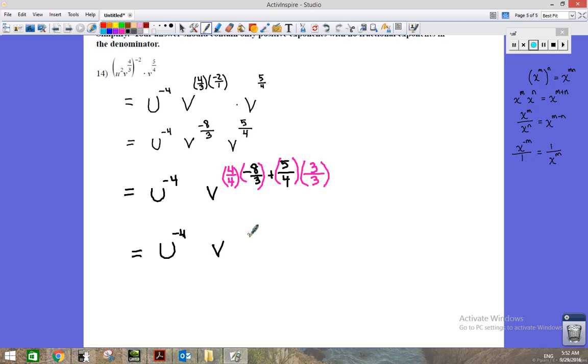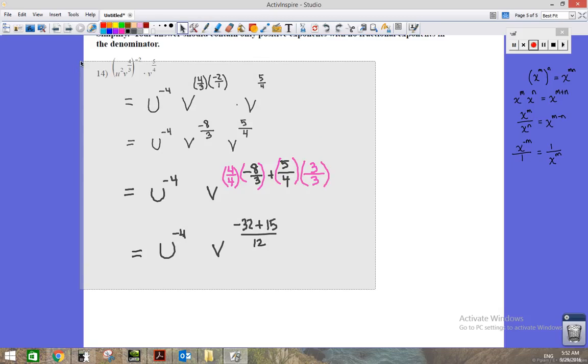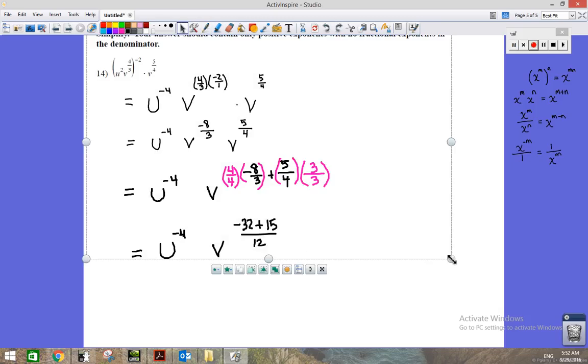So now, 4 times 3 is 12. I can focus my attention on doing this arithmetic in the numerator to get my new numerator. So I have a positive 4 times a negative 8, which is negative 32, and I have 5 times 3, which is 15. So if I add those together, it'll be a negative value.